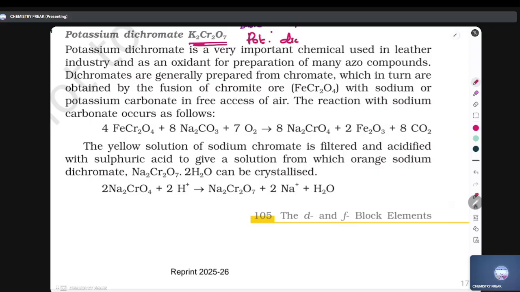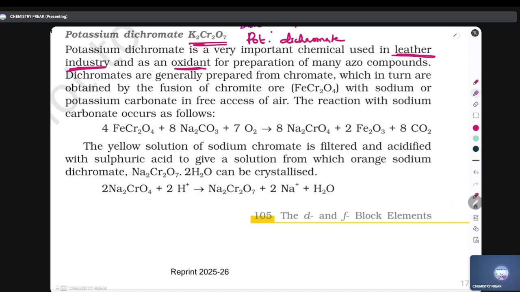Potassium dichromate. This is a very important compound which is used in the leather industry. Once this has been asked: in the leather industry, which salt is used, they give dichromate salt as the option. And it is a very important oxidizing agent. First we are going to see the preparation.